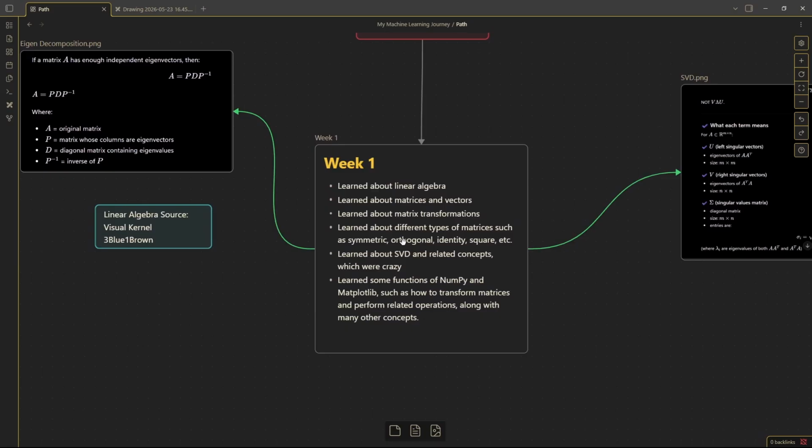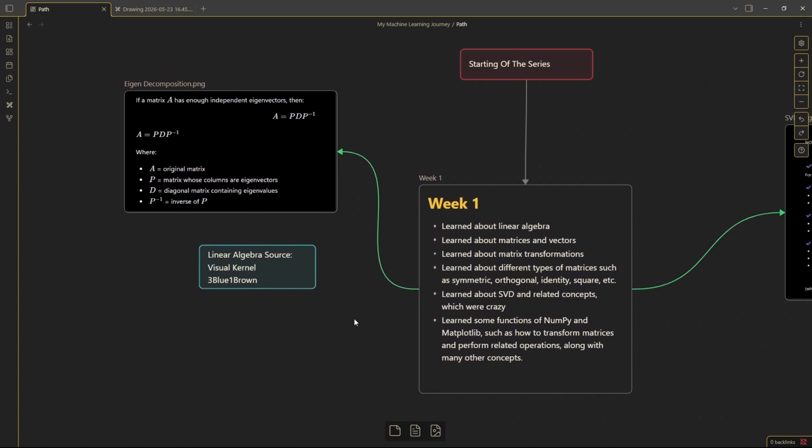And there were some functions that I learned in NumPy, and some ways to actually represent data in a graph using the matplotlib library in Python, which I'm going to show in just a few seconds. But before that, let me show you something cool.